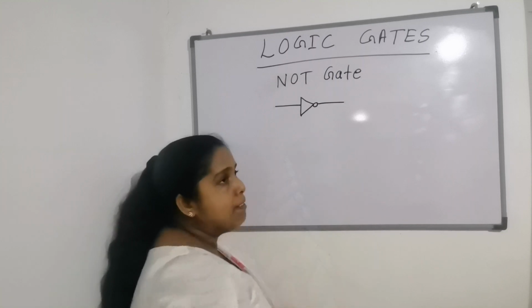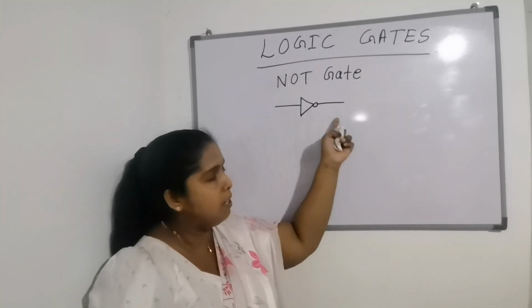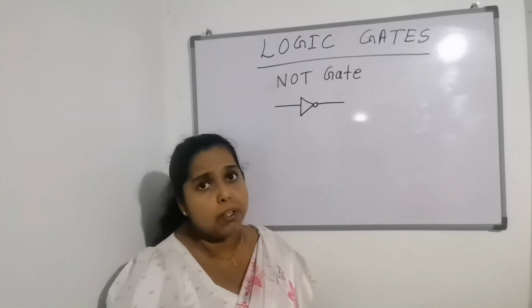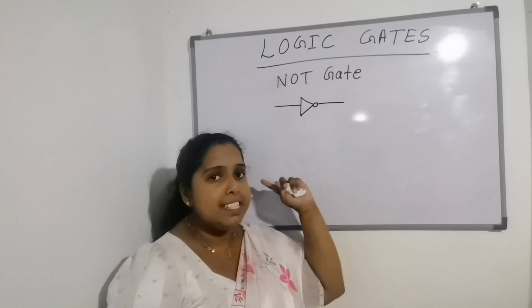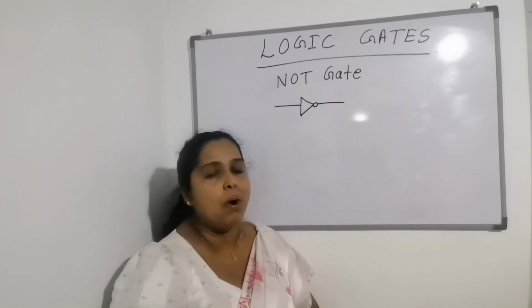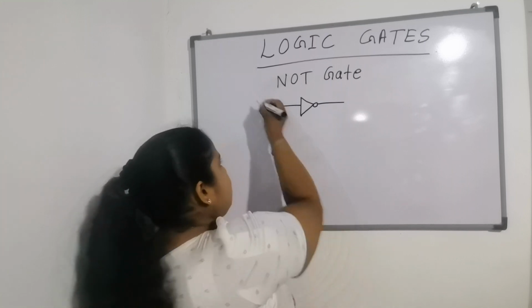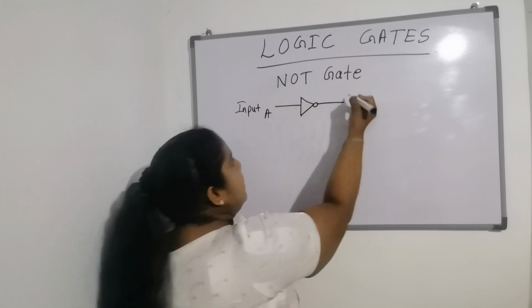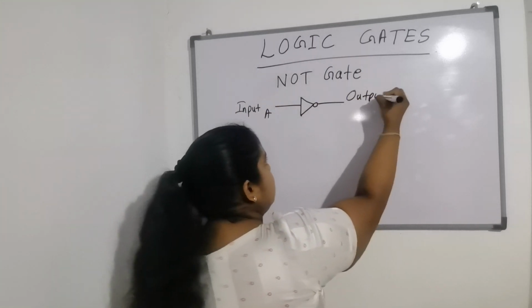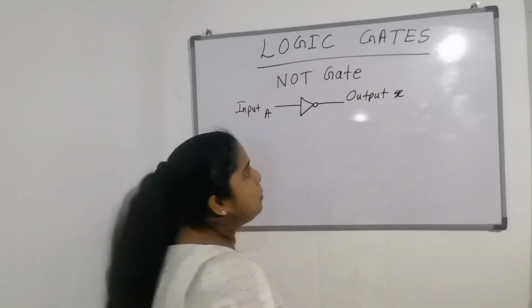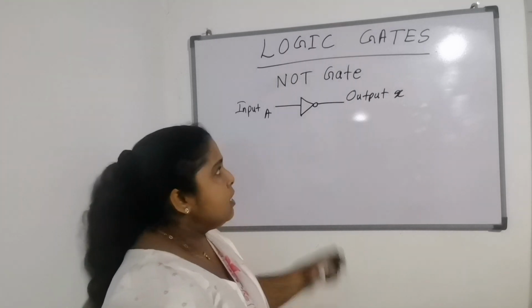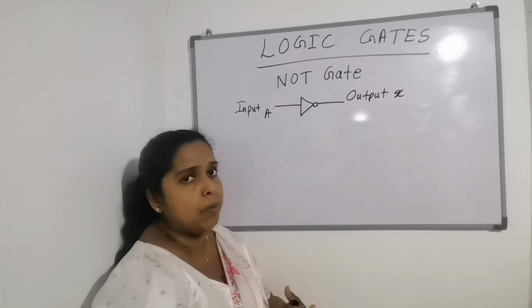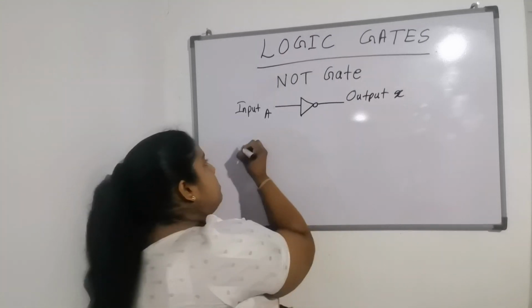NOT gate is having only one input and only one output. Every logic gate is having only one output, yes, that is true, but this is the only logic gate which is having only one input. So let's name input A and this is output X. Input A, output X. So in order to prove how it's working with zeros and ones, we draw truth table.